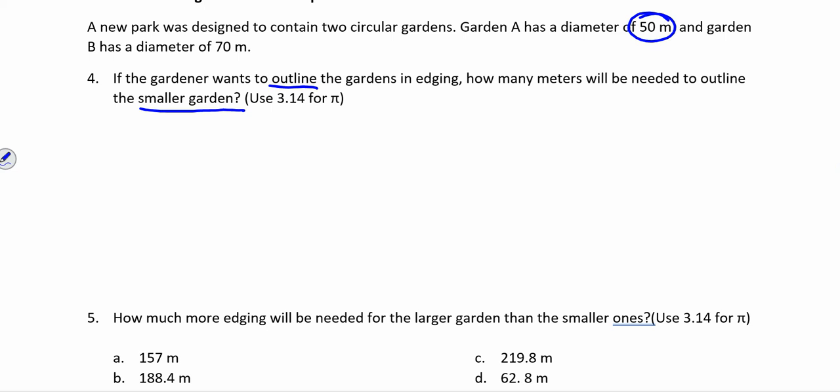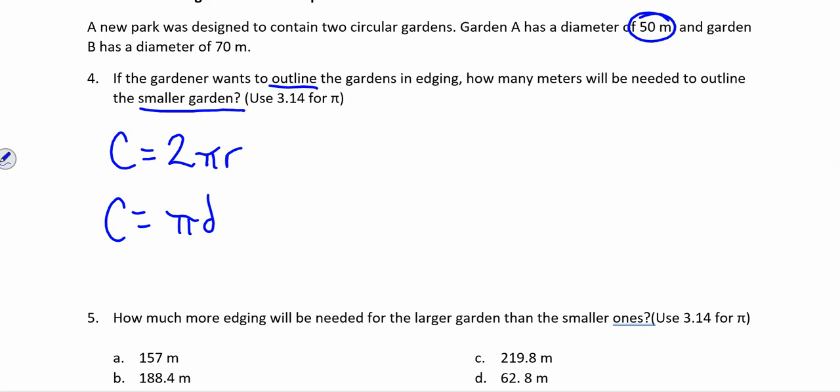Now, I just need to figure out which formula I'm using. Well, there's a reason why I underlined outline, because outline means the outer edge. I'm going to look at how much bricks I need to actually create the edge for the garden. So I'm just looking at the around the garden. So if I'm looking at around, I'm most likely looking for perimeter, which is circumference in circle form. So circumference is either 2 times pi times r or pi times diameter. Well, I already know the diameter.